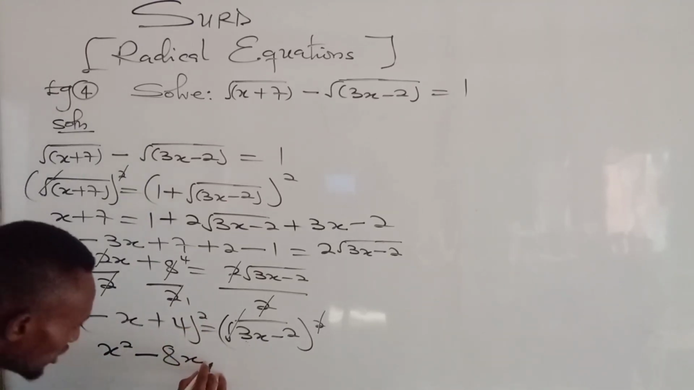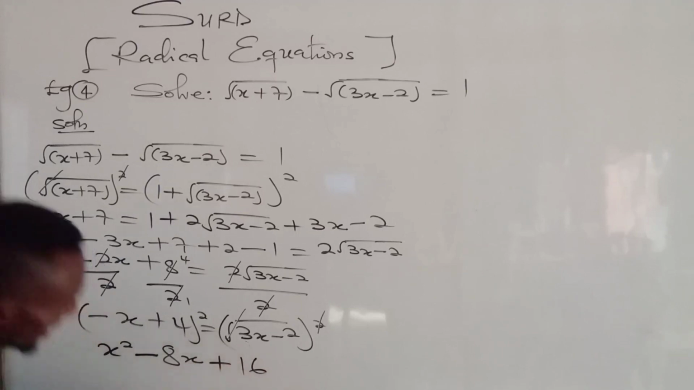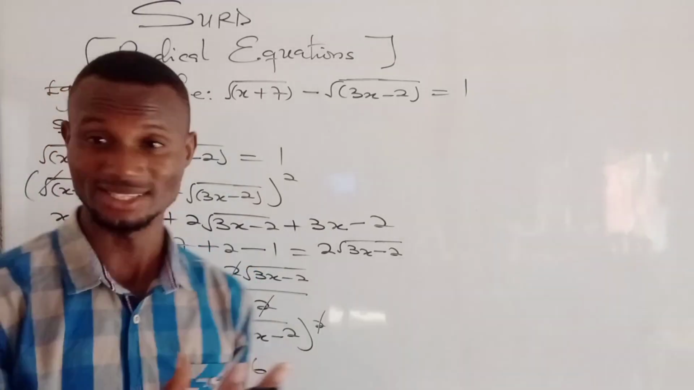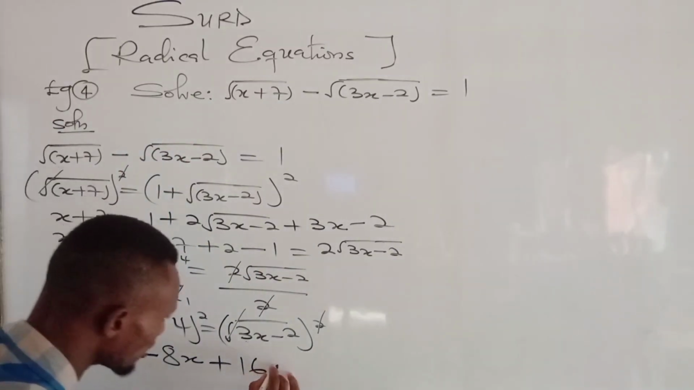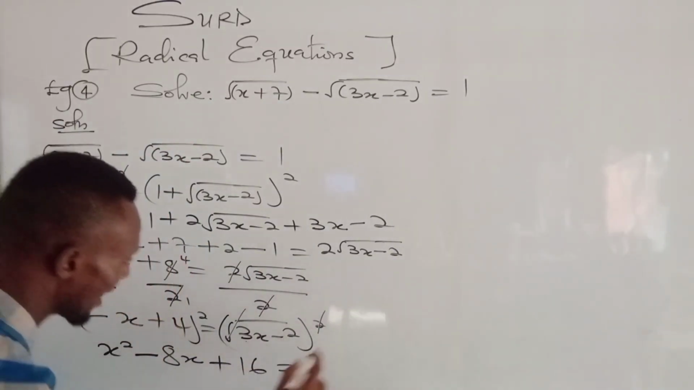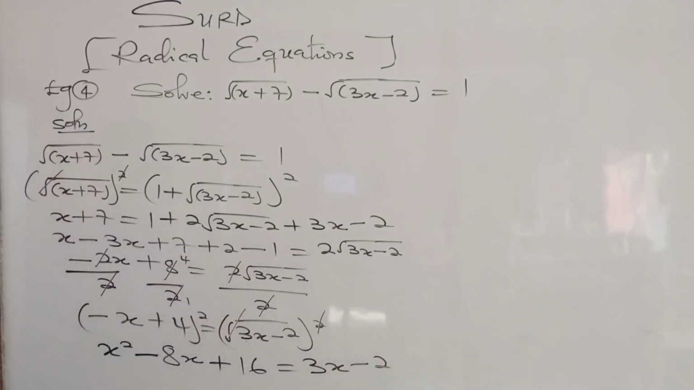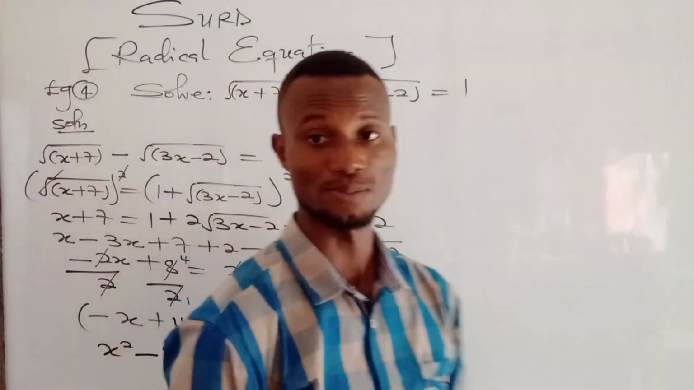Okay, so when you square the 4, you get 16, because 4 squared means 4 times 4, which gives positive 16, equals to what I have left at the right hand side, which is 3s minus 2. I hope you understand and you agree with me up to this point.